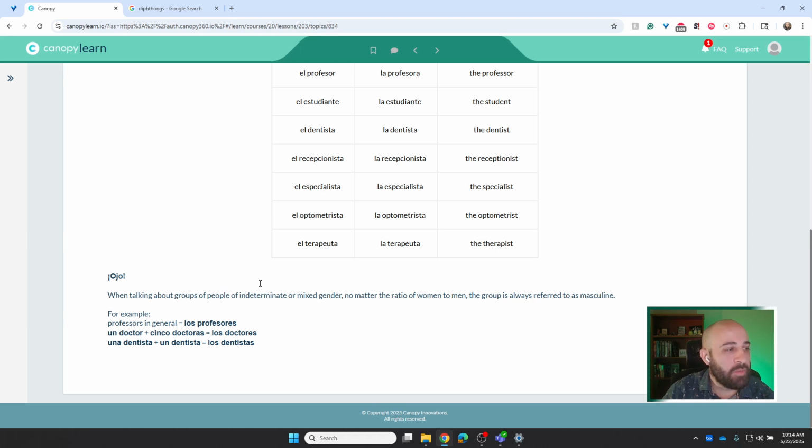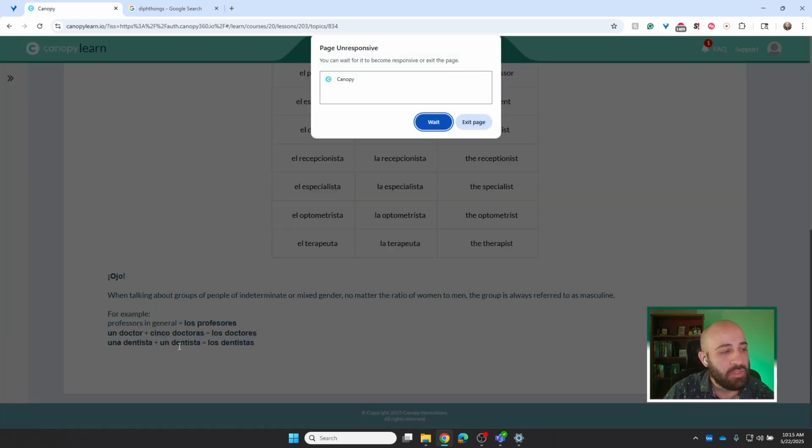When talking about groups of people of indeterminate or mixed gender, no matter the ratio of women to men, the group is always referred to as masculine. For example, professors in general, los profesores. Un doctor, cinco doctoras. Los doctores. Una dentista, un dentista, los dentistas.